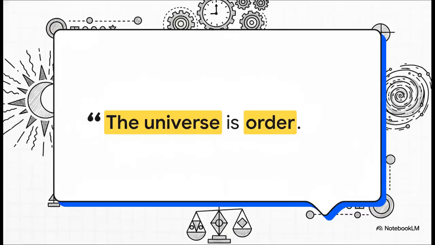Everything in this model, literally everything, kicks off with this one simple but really powerful statement. The universe is order. Now, this isn't just about planets staying in their orbits. This is the core philosophy. It's telling us that nothing is random. Everything is part of one giant, intricate, and perfectly balanced system.